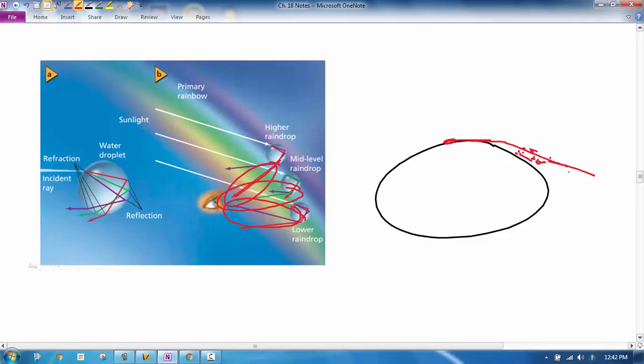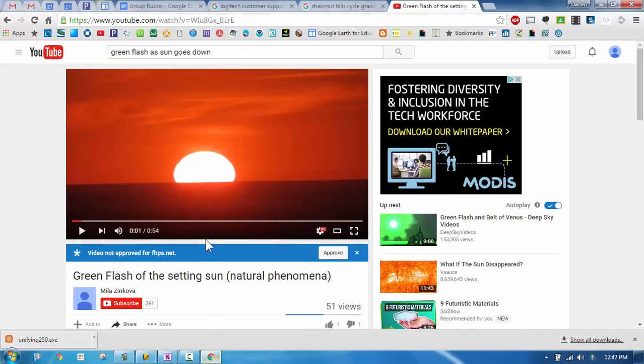But I guess the better application of what we just said here would be that sometimes you see a green flash at the end, which happens after the sun's already down, from the refraction of green light that you see at the very end. It's a little hard to see. You might want to pull up a YouTube video and watch a slow motion of it happening.